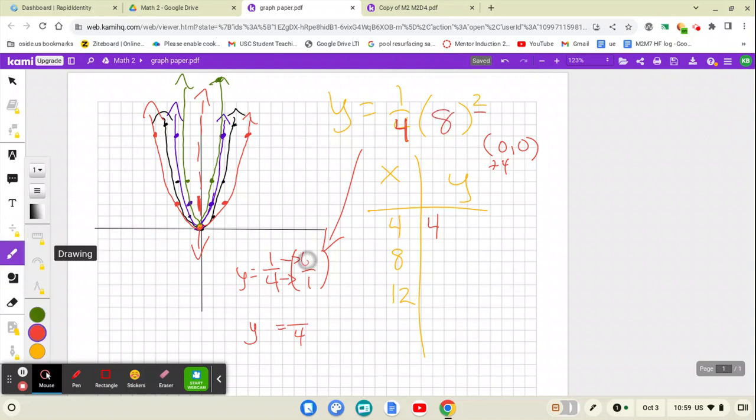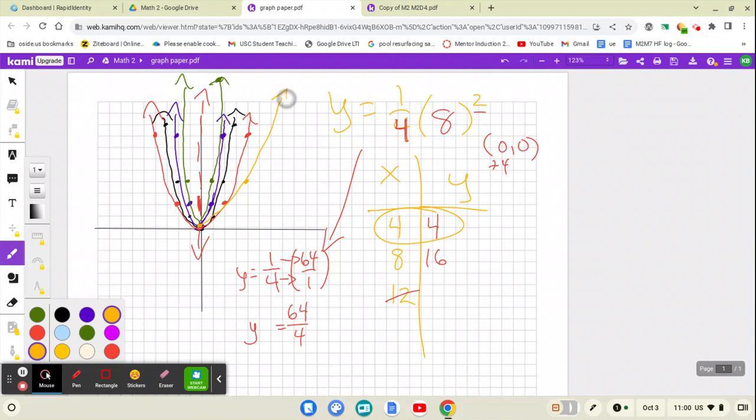8 squared is 64. This seems like it's going to be a little bit too big. And 4 goes into 64 16 times. It's too big, so let's not even worry about 12. Let's graph what we have. We can certainly get the 4, 4. So 2, 4, 4. You can just see right away this thing's going to be wider, even more wide.